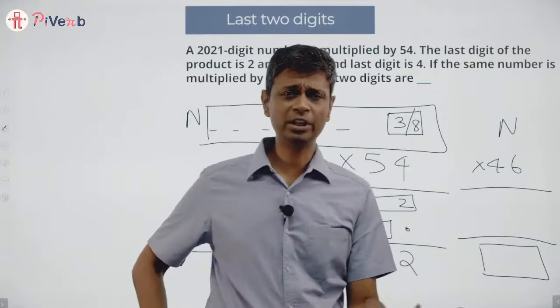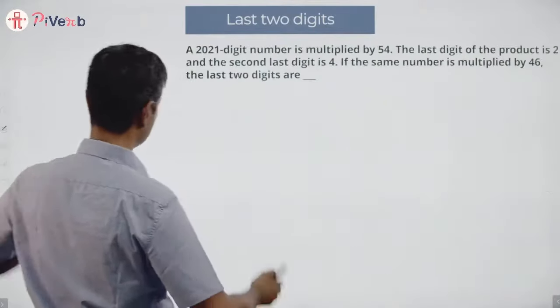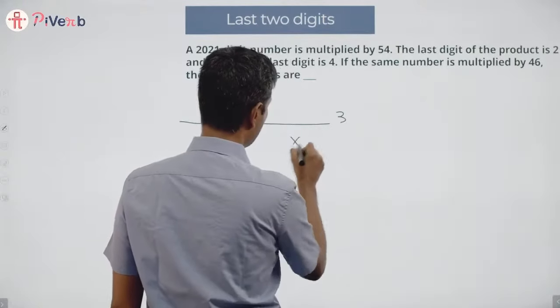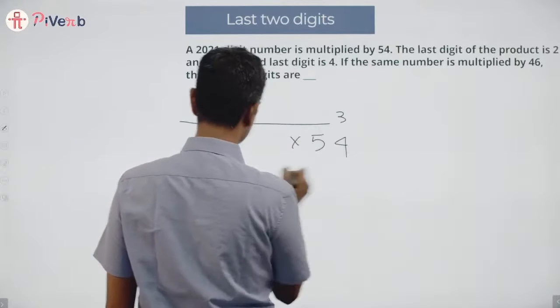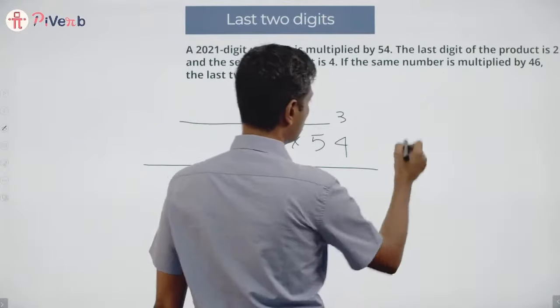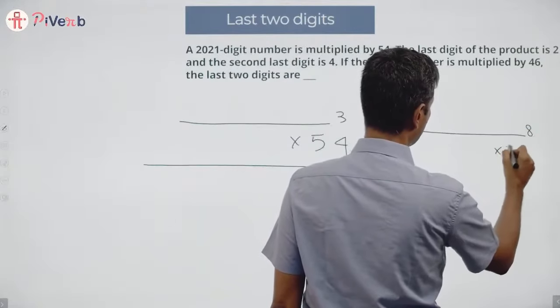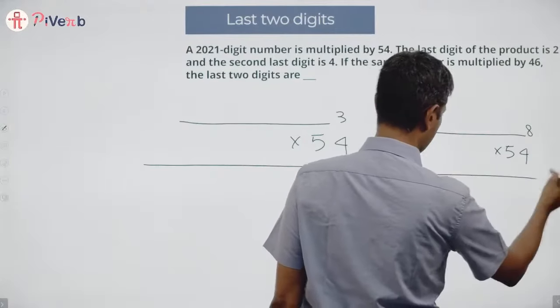Lovely, brilliant. Now I'm going to break it into two parts. So now I have a 2021 digit number, ends in 3, multiplied by 54. Or a 2021 digit number ends with 8, multiplied by 54. Brilliant.